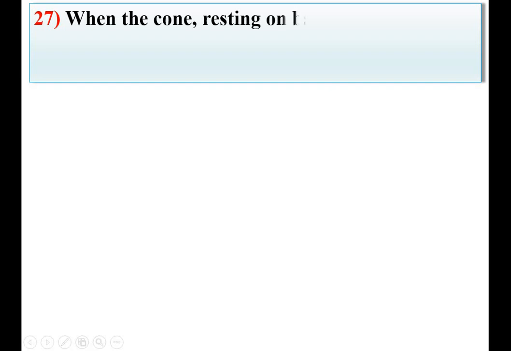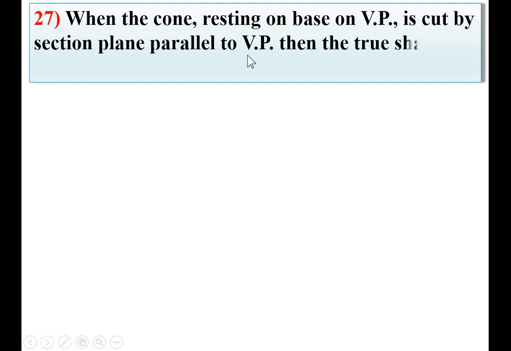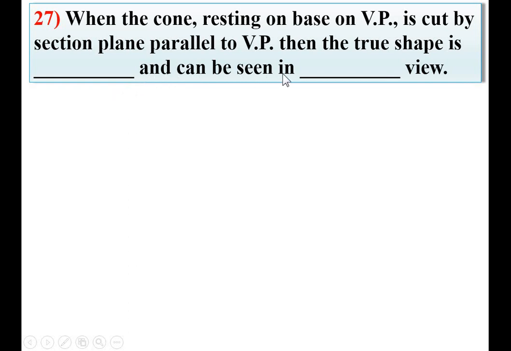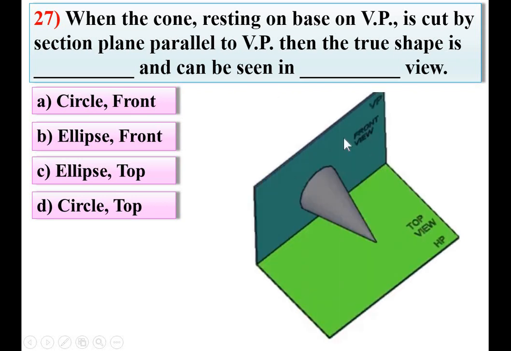Now next, when the cone resting on base on VP is cut by section plane parallel to VP, then the true shape is blank and can be seen in blank view. Options: circle front, ellipse top, circle top. First, I am going to consider the cone that is resting on VP on its base. This is the VP and this is the HP, and the base of the cone is resting on VP as per the description. Now it is cut by a section plane parallel to VP.